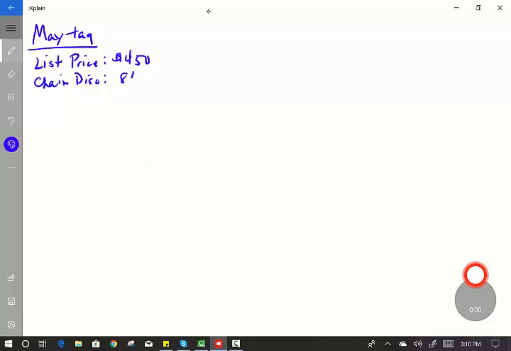Okay, now number 5, we have a Maytag dishwasher. And it has a list price of $450, and it has a chain discount of 8, 5, and 6.